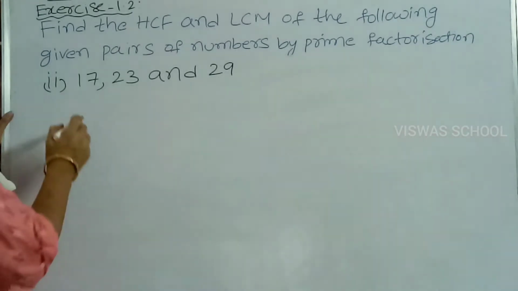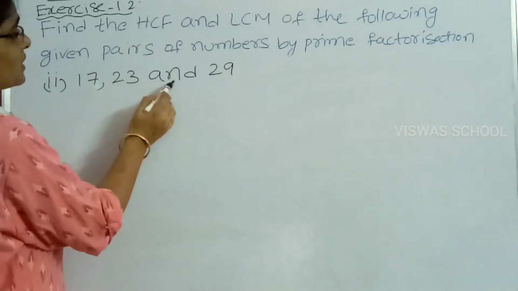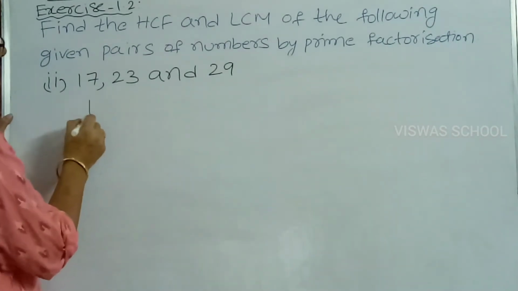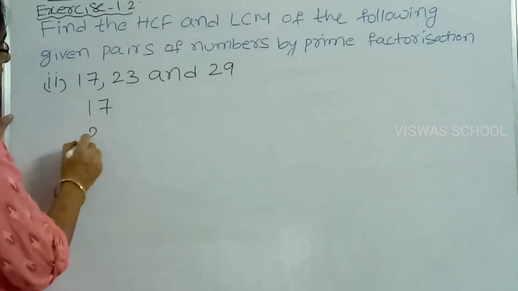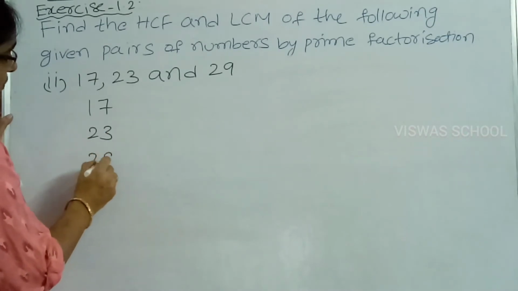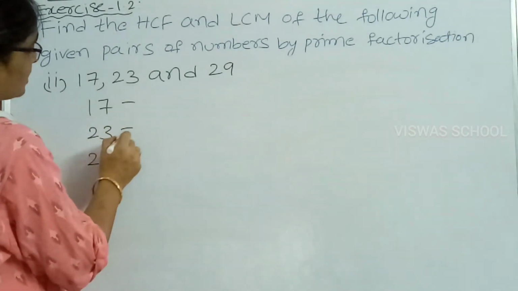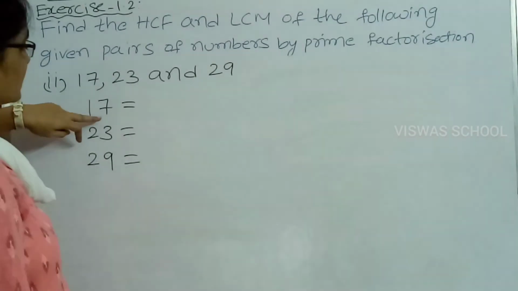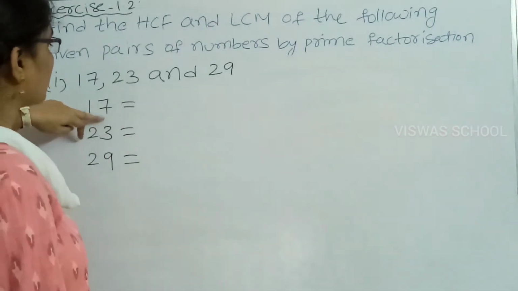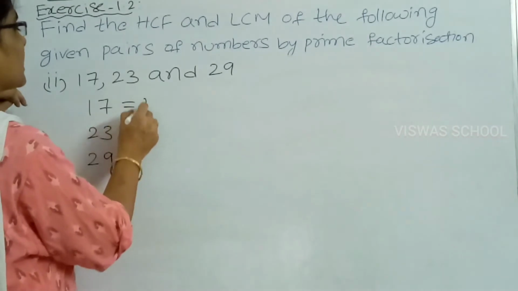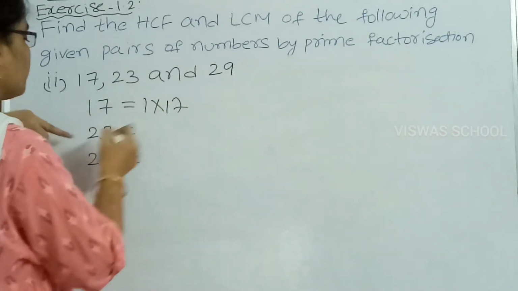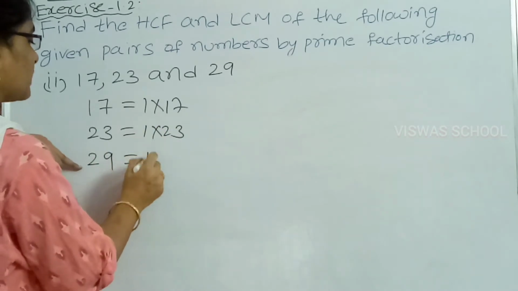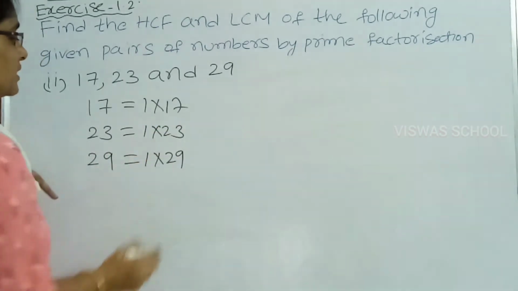Next, the second problem is 17, 23 and 29. Once you observe all these three, 17, 23 and 29, all these three numbers are what? Prime numbers. That is, the factors of 17 are what? 1 and itself. That is 1 into 17 only. And 23 means what? 1 into 23 only. 29 means 1 into 29.